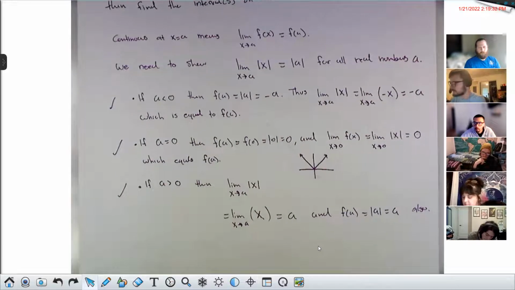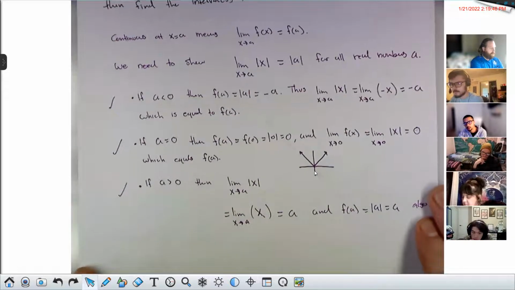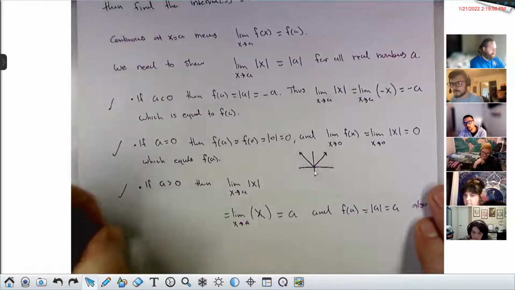And you could argue that from the graph if you wanted. It's less rigorous, but you could just say the graph is a single unbroken piece. The only place where you have to think about it at all is at 0. But those 2 pieces do meet up at 0. There is no jump or hole or gap. So the statement holds: this function is continuous everywhere.